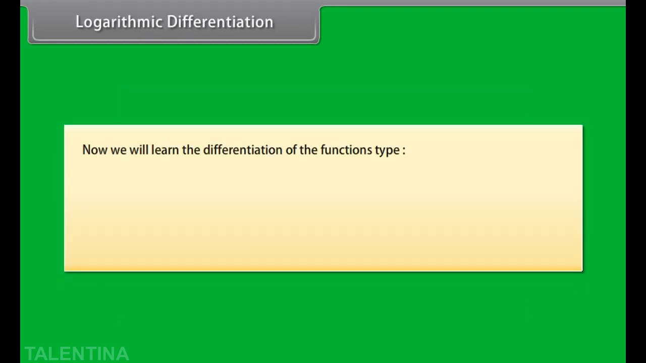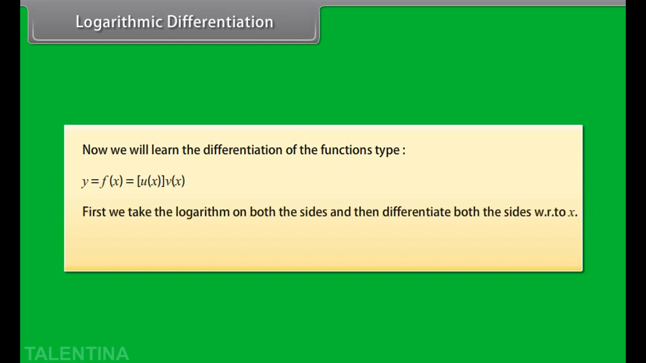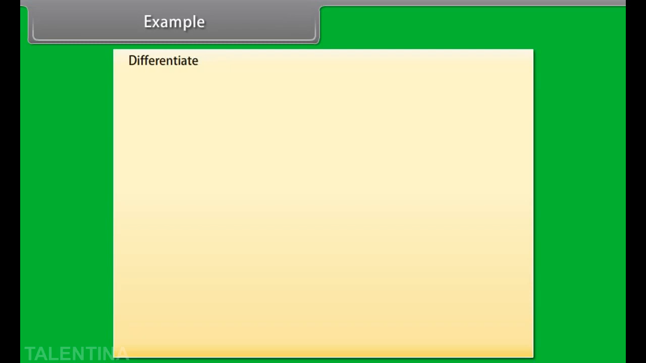Logarithmic differentiation. Now we will learn the differentiation of functions of the type y is equal to f of x is equal to u of x raised to the power v of x. First we take the logarithm on both sides and then differentiate both sides with respect to x. This process of differentiation is called logarithmic differentiation. Example: differentiate x raised to the power x with respect to x.